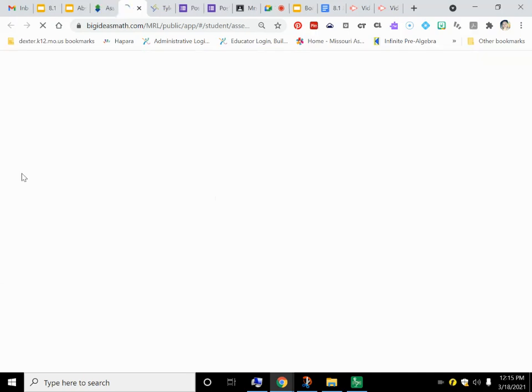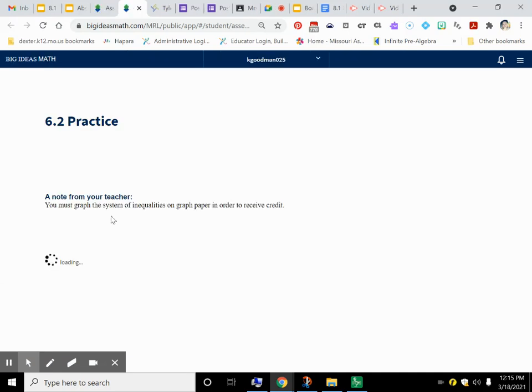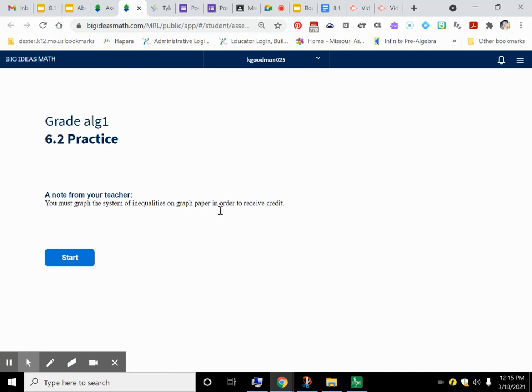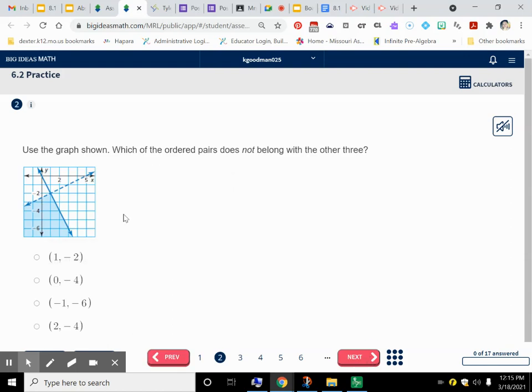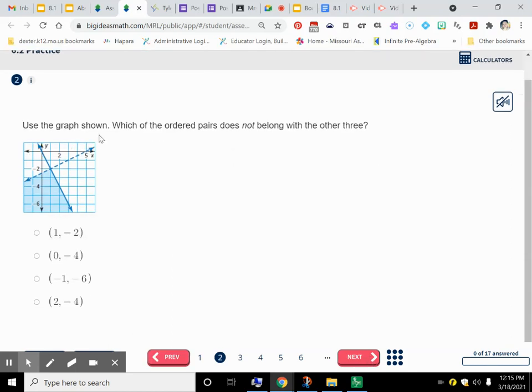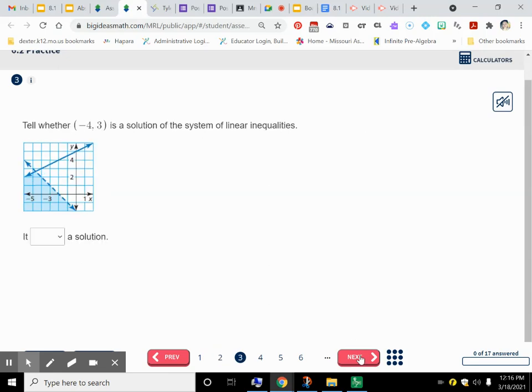All right, so it'll be 6.2 practice. It says you must graph the system of inequalities on graph paper in order to receive credit. Now that does not mean every single one of them. Like this one here, it says, how can you verify that an ordered pair is a solution of a system of linear inequalities? You just have to pick an answer. You don't have to write that down. This one where it says use the graph, which of the ordered pairs does not belong with the other three? You do not have to graph that. You can just look at your graph to see which one's not.